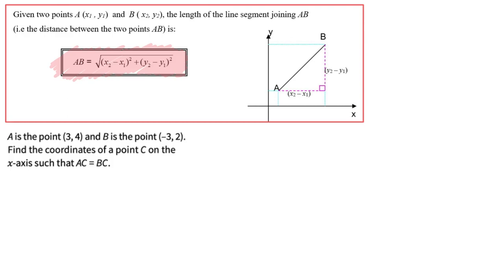Hello everyone, welcome to this video where we are given 2 points, point A and point B, and we are supposed to find the coordinates of point C such that AC equals BC, and there is a very important piece of information here. Point C is on the x-axis.